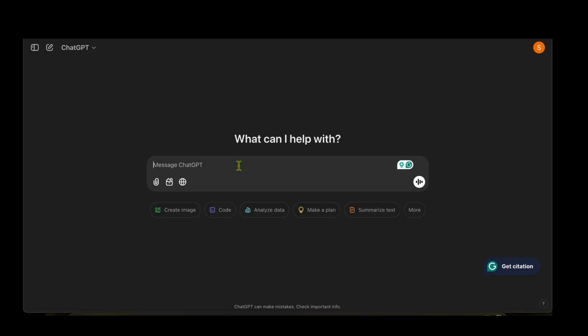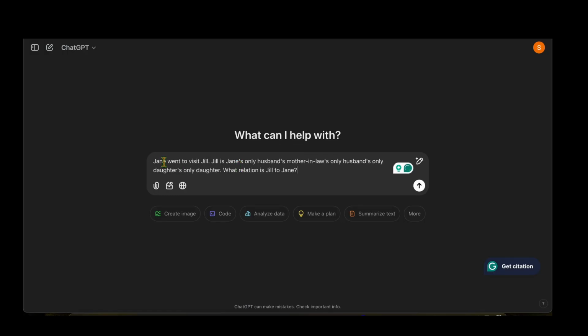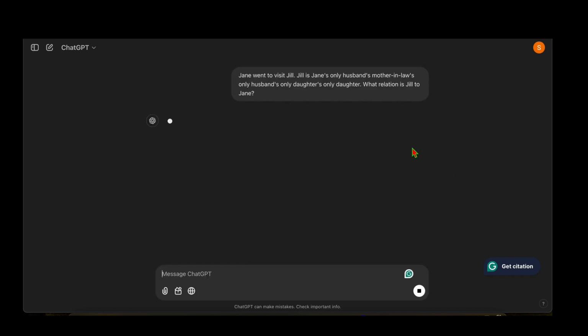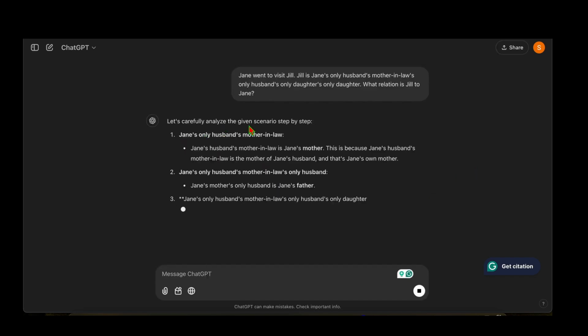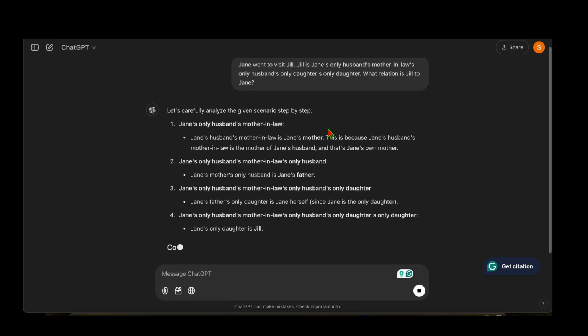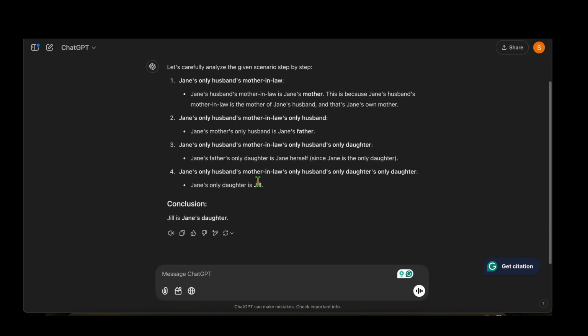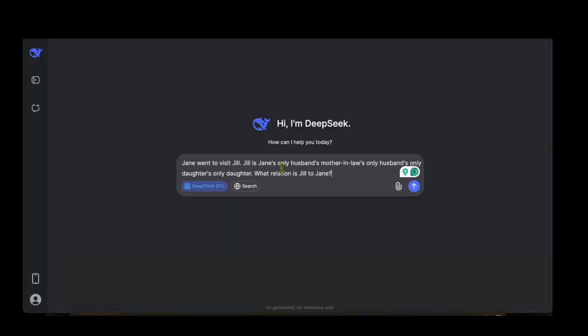Let's start with some reasoning questions. I'm asking: Jane went to visit Jill. Jill is Jane's only husband's mother-in-law's only husband's only daughter's only daughter. What relation is Jill to Jane? So let's ask ChatGPT first, and we can see that it started reasoning. Let's carefully analyze the given scenario step by step, and it comes up with this reasoning, and it says Jill is Jane's daughter. Now let's ask the same question to DeepSeek and see how it goes.